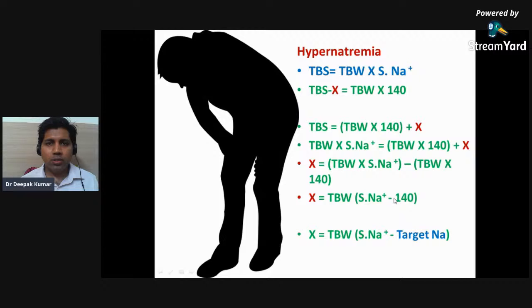So in such cases, what you can do is, instead of using the value of 140 to which you want to bring, you can use the target sodium level. For example, if the patient had a sodium level of 160 and my target is to get it to 150, I can use 150 here instead of 140. That will give the excess of sodium that is there for a patient for whom the target we are trying to achieve is 150. Okay. So going to the next slide.